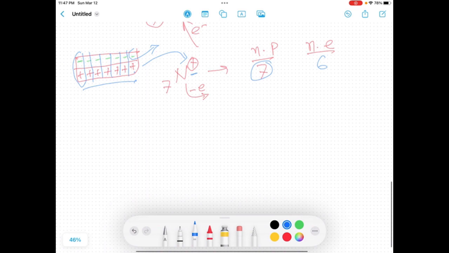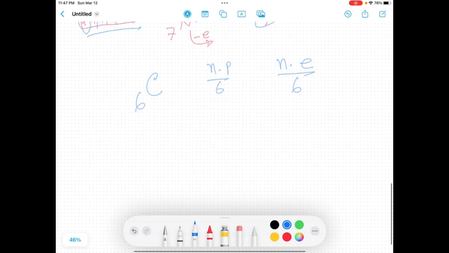Let's take another example like carbon 6. So number of proton will be 6 and number of electron also will be 6 because it is neutral. But now if we show carbon C plus 6, number of proton again will be 6, no change, because atomic number or proton number is the same. But here number of electron, since it is positive, just reduce 1, so number of electron will be 5.